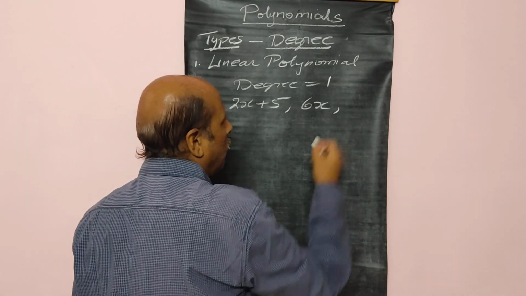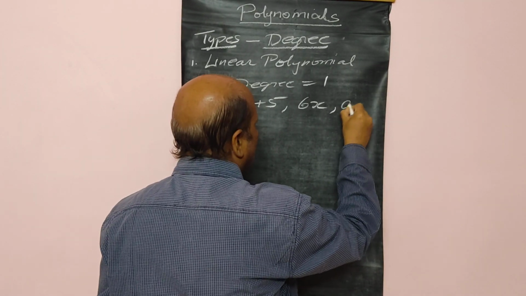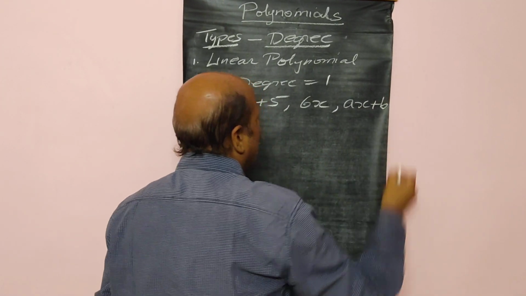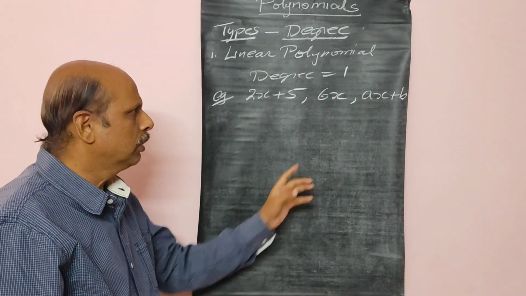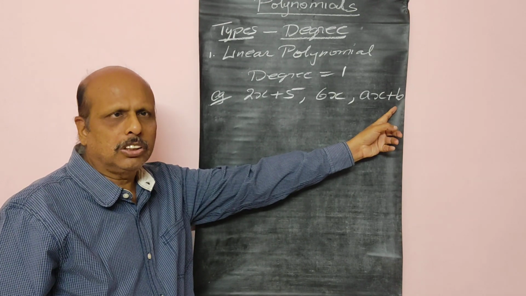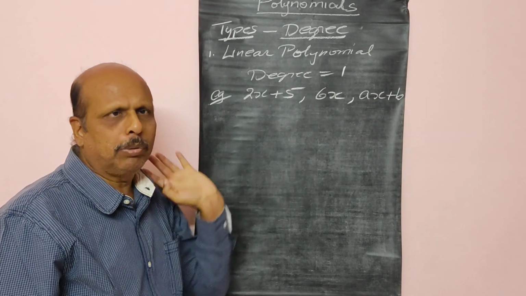In general, the general form of a linear polynomial is written as ax plus b. ax plus b is the general form of a linear polynomial, where a and b are constants and x is a variable.